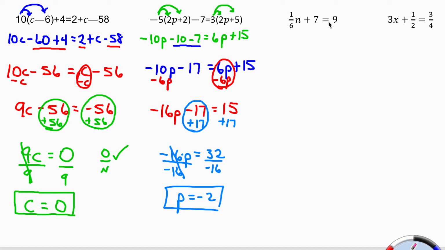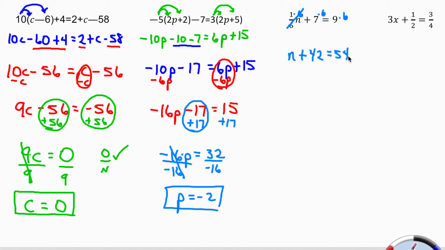Okay, fractions. To get rid of fractions, find the common denominator. I only have one denominator, so that's 6. I'm going to multiply everything, every single number, all the way across, not in parentheses if you add it, but everything else by 6. Now, that means that gets to cancel, right? 6 divided by 6, it just leaves 1 in. 7 times 6 is 42. 9 times 6 is 54.